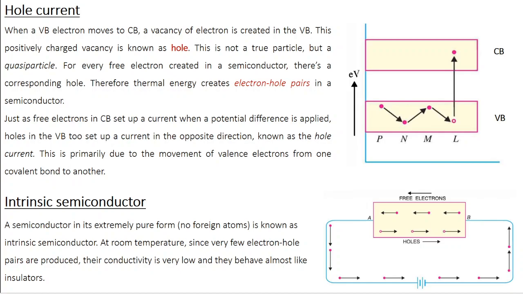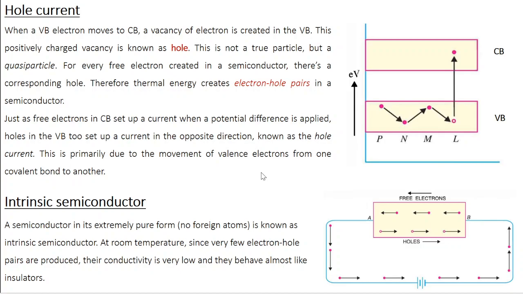Another important difference between a conductor and a semiconductor is that in the case of a conductor like copper, the current is mainly due to the flow of free electrons. But in the case of a semiconductor, there are two types of current. One is the electron current and the second one is the hole current. And what is a hole?